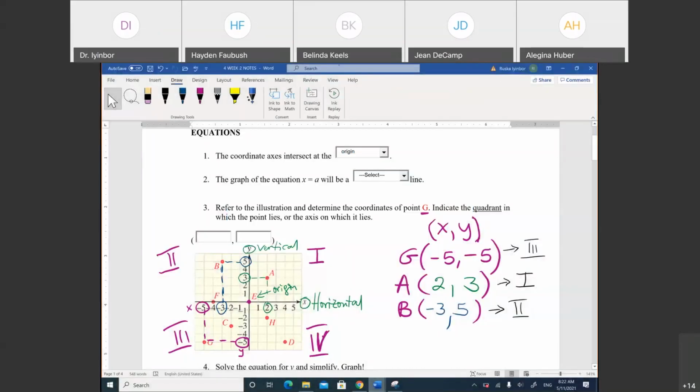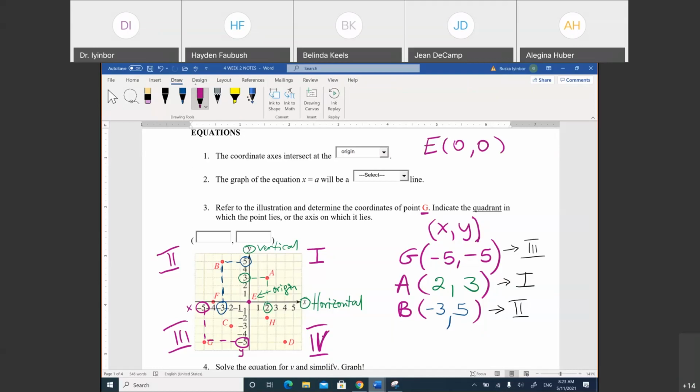Okay, so now we're going to continue with, actually, let me ask you one more thing. Looking at the coordinates, can you give me the coordinates of point E? Let's see, the origin in this case is the point E. What are they? 0, 0. That's what I want to write here. 0, 0 are the coordinates of the origin, right?